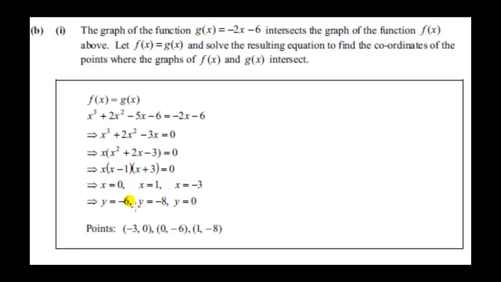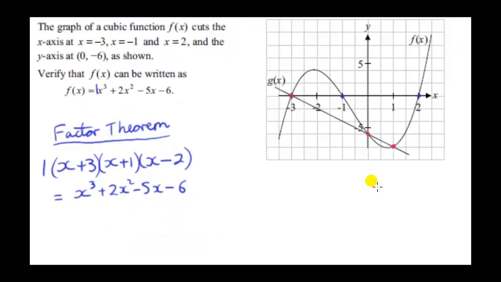So to find the y values, we just plug each of these values in turn into either f of x or g of x. Well, it's easier to plug them into this. So, for example, when x is 0, g of 0 is minus 2 times 0 minus 6, which is minus 6. g of 1 is minus 2 times 1, which is minus 2, minus 6, giving minus 8. And similarly for the third point. So there we have the 3 points of intersection.